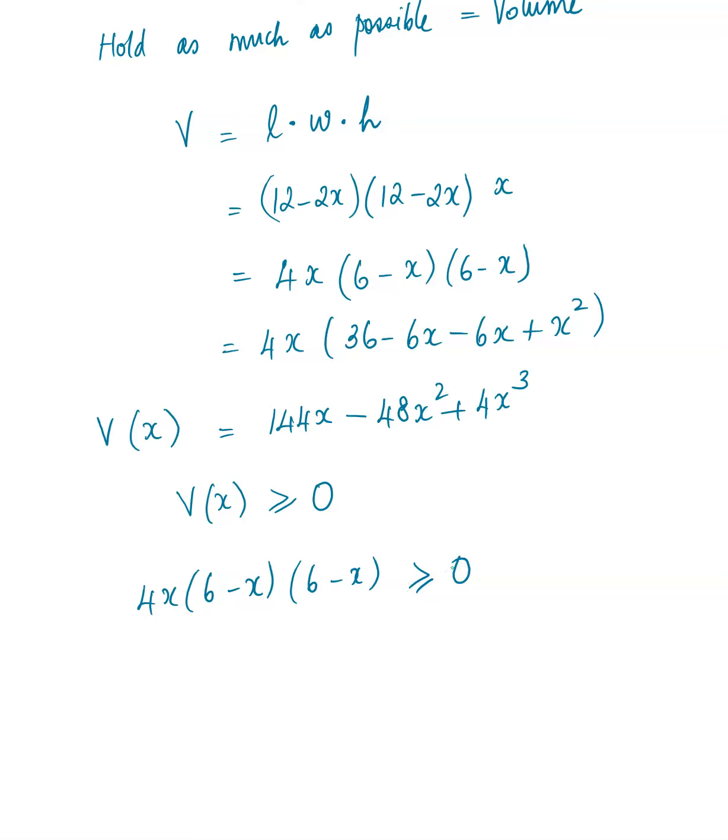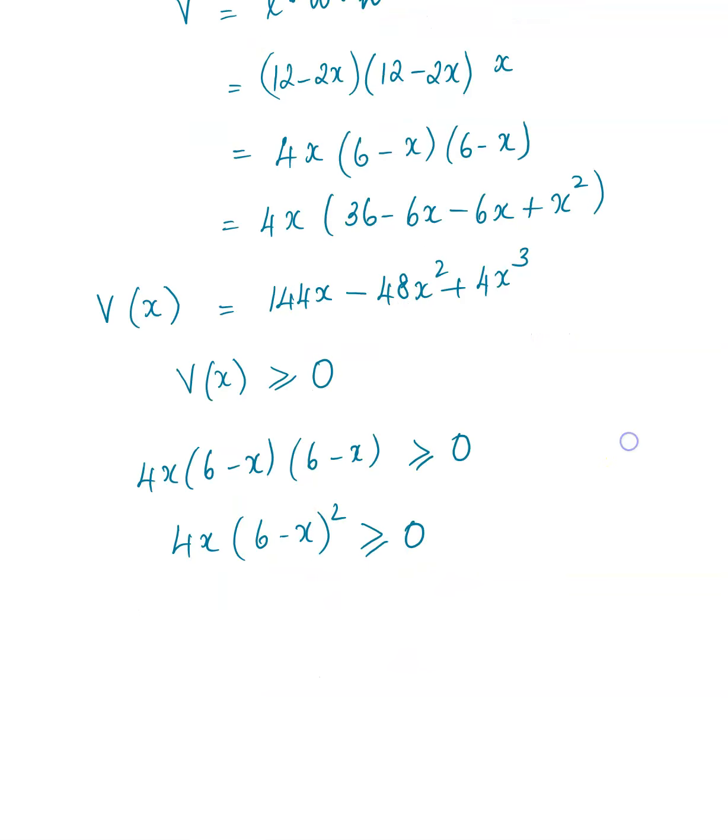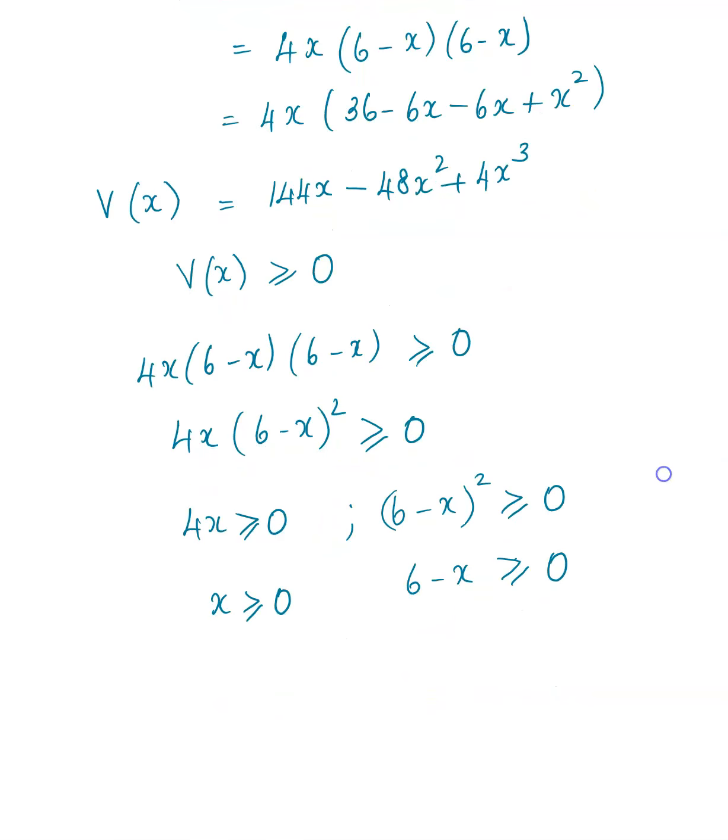What this does for me is, well, we can rewrite this as 4x times 6 minus x the whole square greater than or equal to 0. So by setting each factor to be greater than or equal to 0, I get 4x greater than or equal to 0 and 6 minus x the whole square greater than or equal to 0, which simply means x is either greater than or equal to 0 or 6 minus x is greater than or equal to 0. Take the square root on both sides, you get that. And then you basically get 6 is greater than or equal to x.